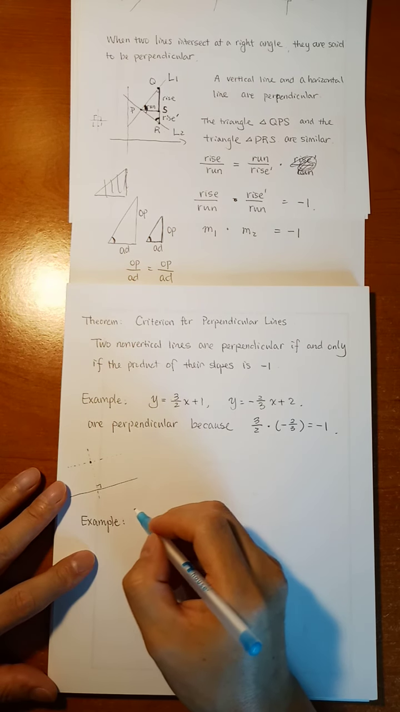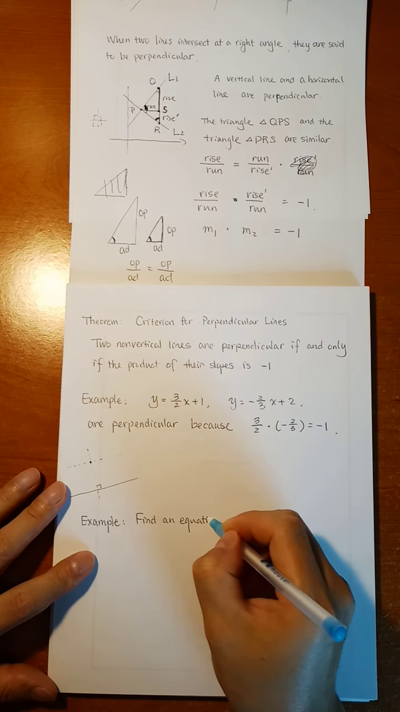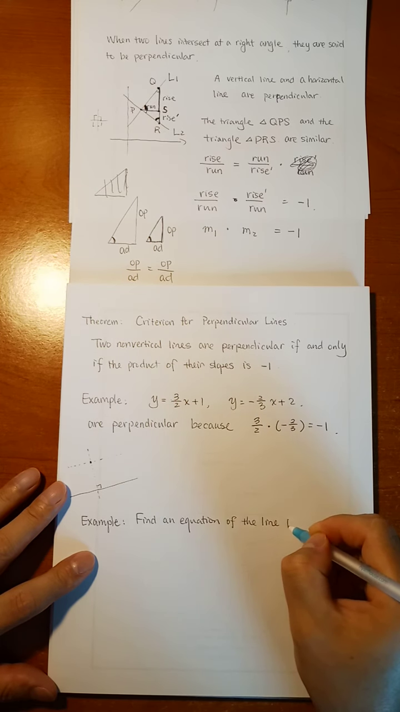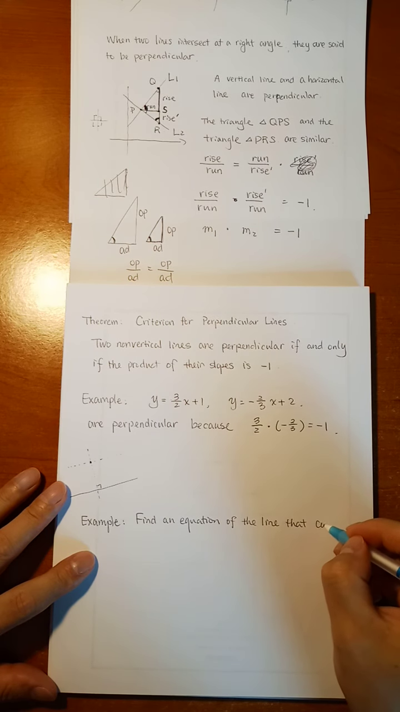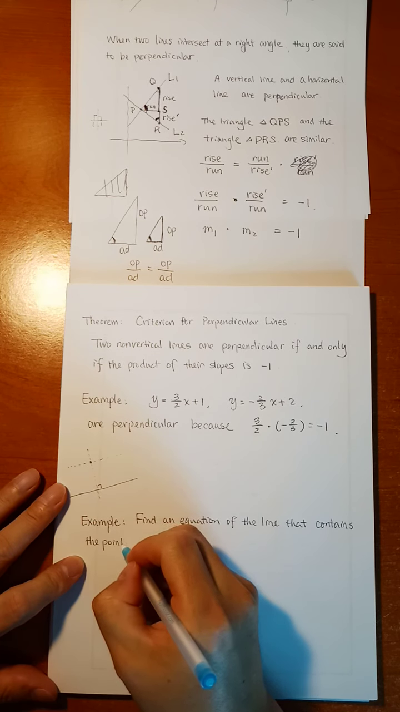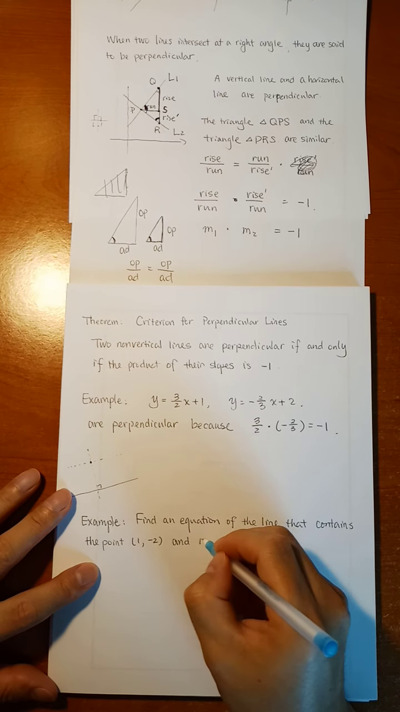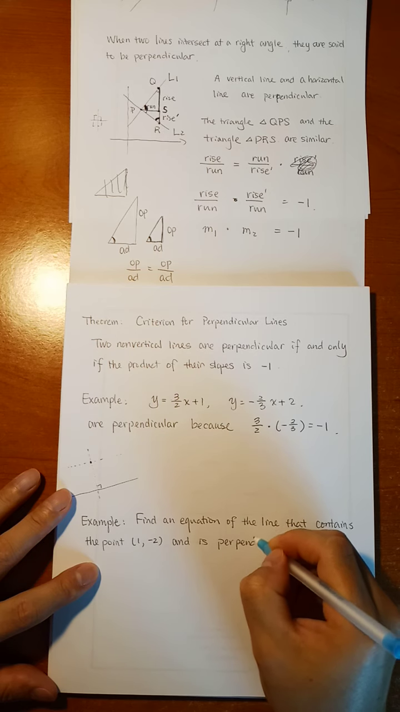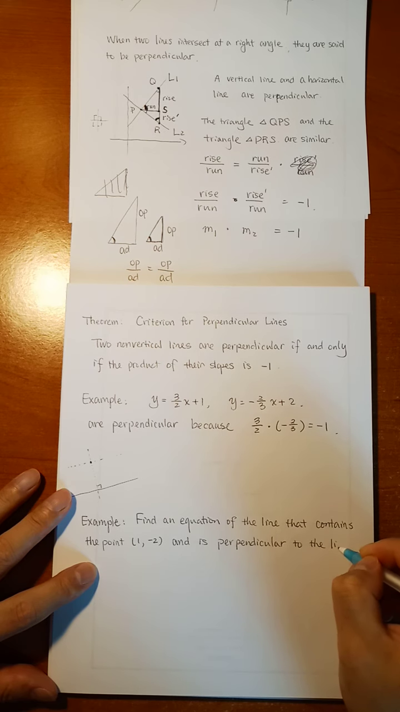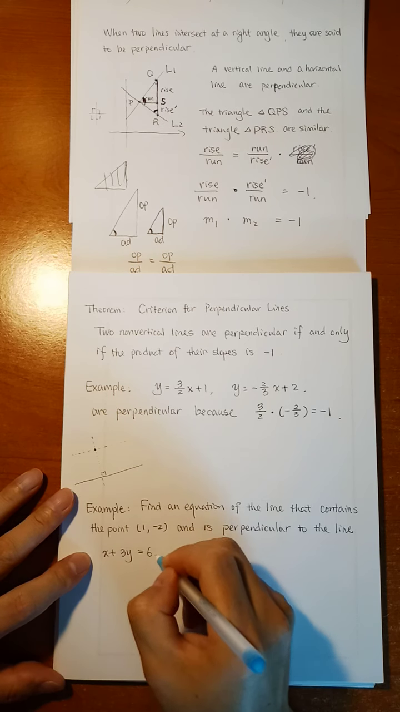The next example is the following. Find an equation of the line that contains the point (1, -2) and is perpendicular to the line x plus 3y equals 6.